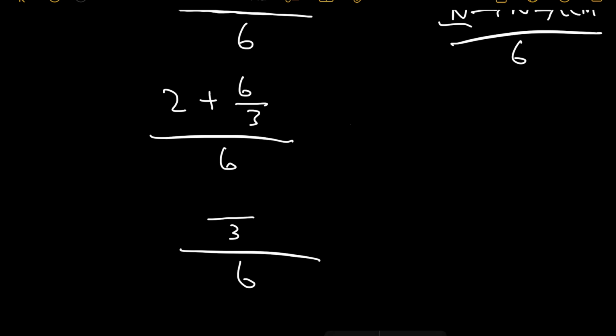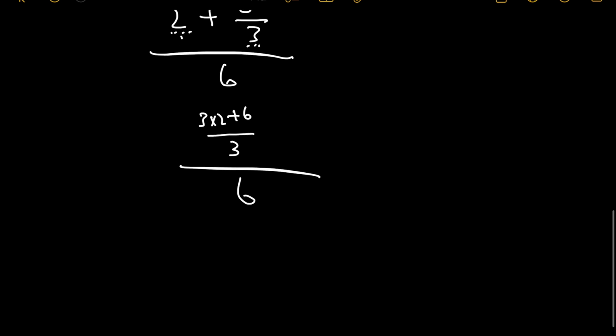For example, here is 1, so 1 goes into 3 three times, so 3 multiplied by 2, and plus here is 6. Why? Because 3 goes into 3 one time, and 1 multiplied by 6 is 6. So now 3 multiplied by 2 is 6, plus 6, divided by 3, and the whole divided by 6.